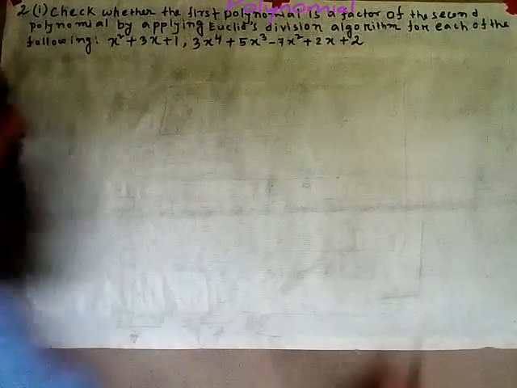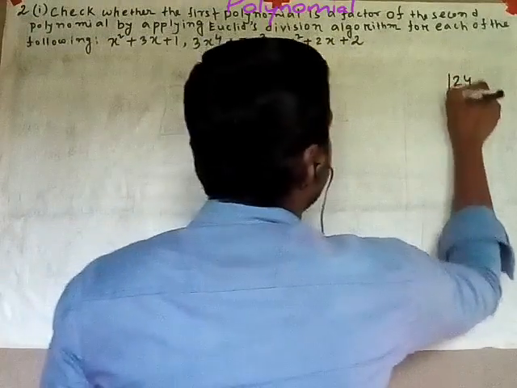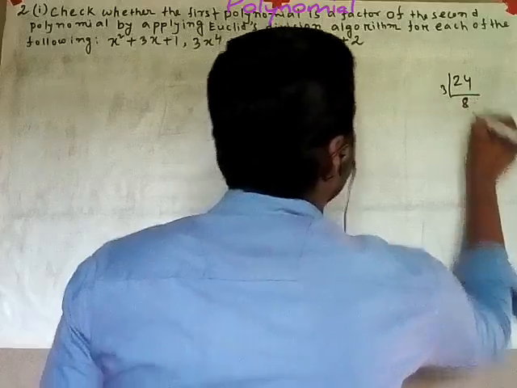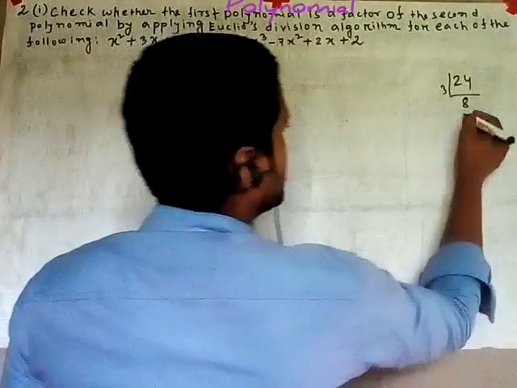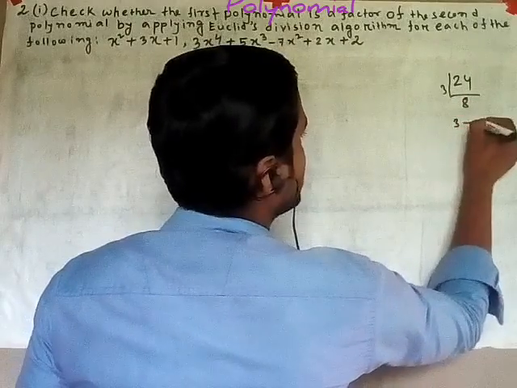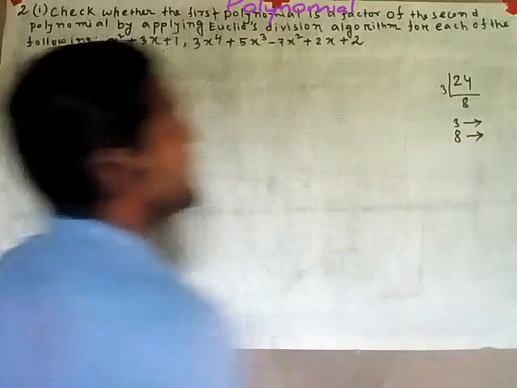What is a factor? We can understand it this way: suppose 24 is the dividend. If you divide by 3, you will get 8. It means 3 eights are 24. So we can say 3 is a factor of 24. Also we can say 8 is a factor of 24.